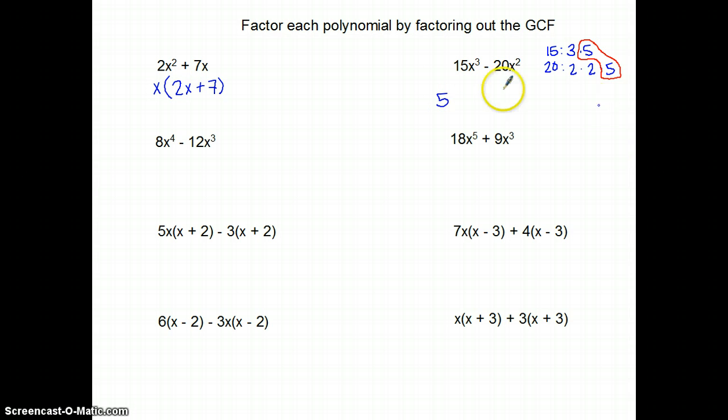Now let's look at the variables. I have 3 x's here and 2 here. The most I can take out is 2. So I'm going to take out 5x to the second power.